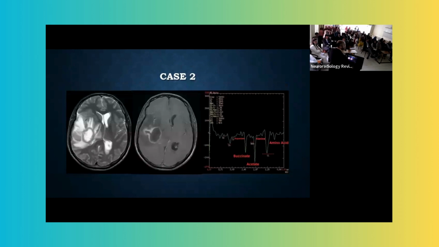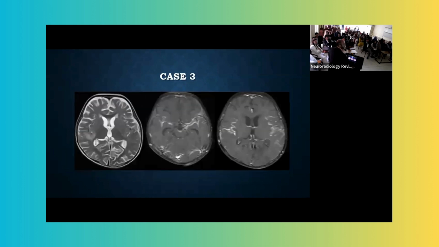This is the second case. In all these cases, the clinical scenario is very similar: altered mental status, seizures, low-grade fever, or an unwell patient, okay? So we have T2 axial, then T1 axial post-contrast, and we have spectroscopy, okay? So we go to the next case, and we have T2 axial and 2 post-contrast axial T1 fat-saturated sequences.